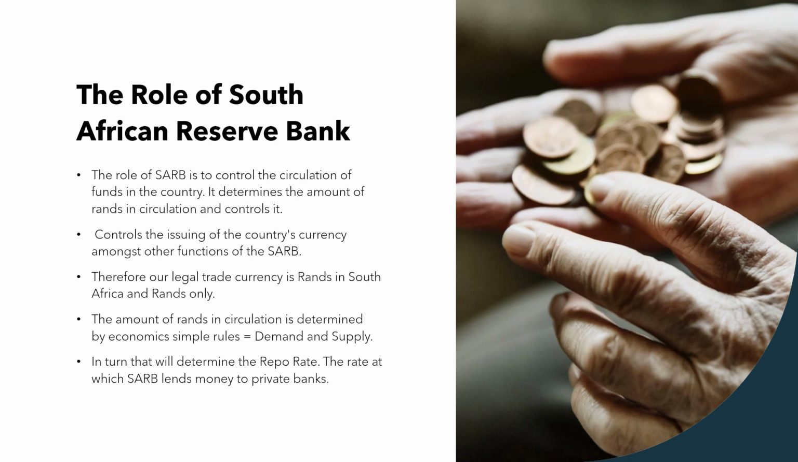The Reserve Bank sets the repo rate, which is the rate at which the Reserve Bank lends money to the local banks. And then once the local banks get the repo rate, they set their own rate, which is the prime rate.